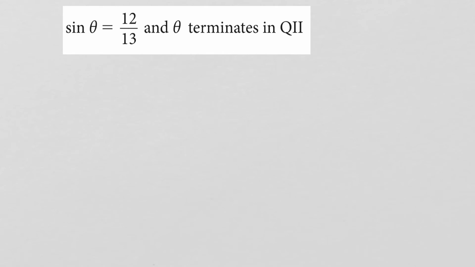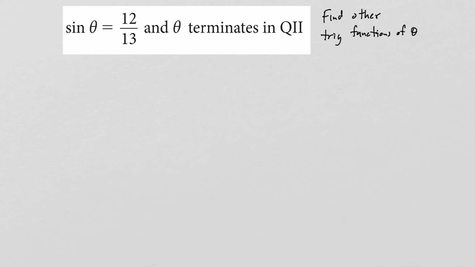All right, so in this next problem, we are given the value of sine of theta. So we are told that sine of theta is equal to 12 divided by 13. And we are also told that theta terminates in quadrant 2. And what they want us to do is find the remaining trig functions.